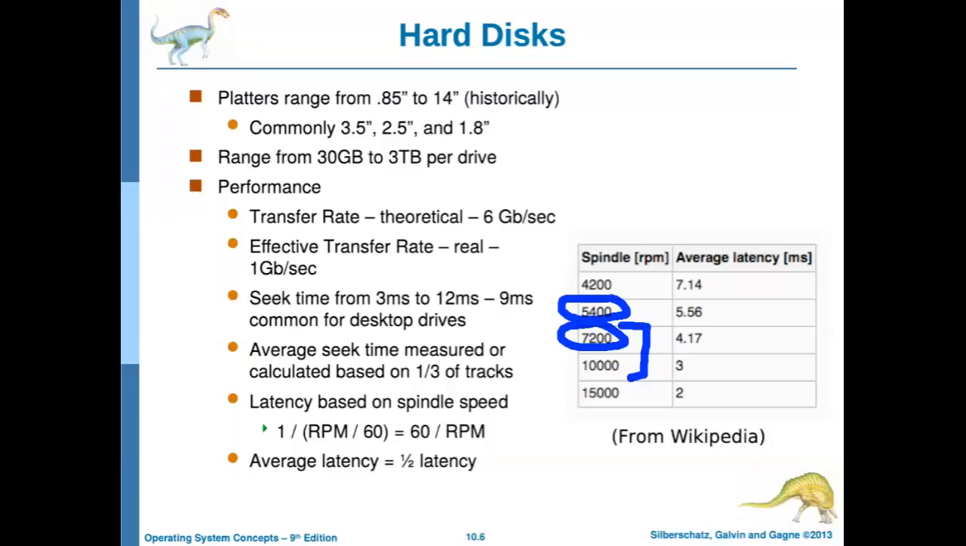You can check it here. So it is coming down from 7.14 to 2 milliseconds. The theoretical transfer rate of a hard disk is 6 GB per second. Effectively, 1 GB per second of data can be transferred.